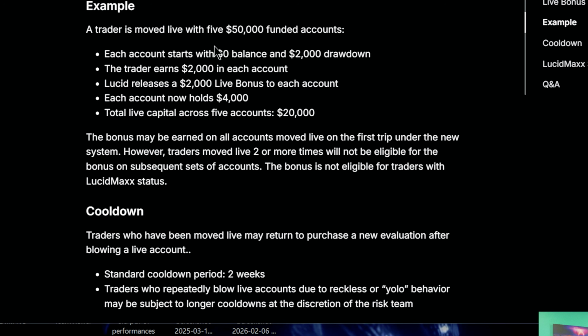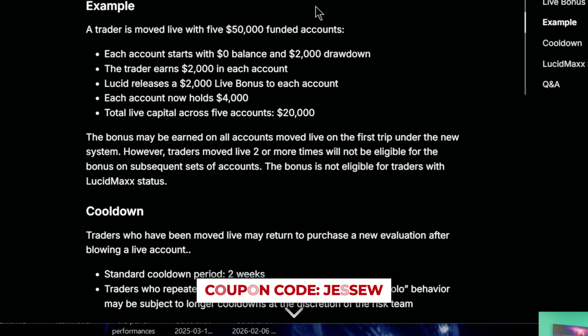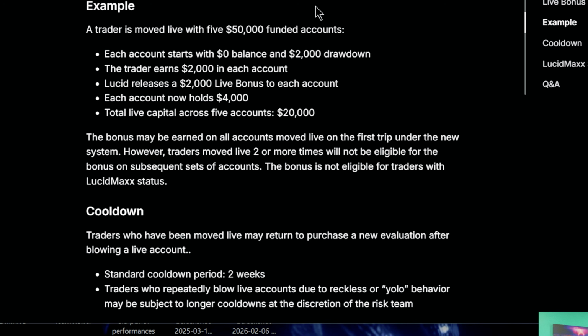Example, a trader moved to live with 5 $50,000 funded accounts. Each account starts with 0 balance and $2,000 drawdown. So in essence, it's a $2,000 account. The trader earns $2,000 in each of the accounts. Lucid releases a $2,000 live bonus to each account. Each account now holds $4,000. Total live across 5 accounts is $20,000.